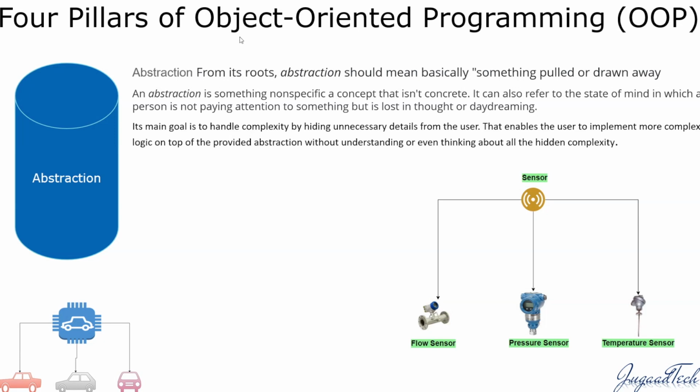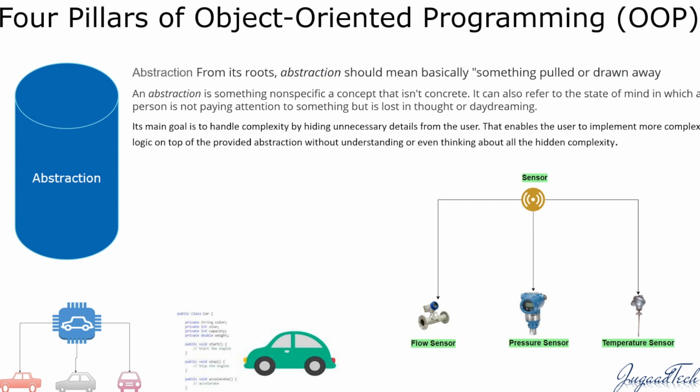Before going directly into implementation, let's understand what exactly abstraction means. If we go by the literal dictionary definition, it means something pulled or drawn away. But as defined in programming, it is something which is not concrete. Or we can say it is a state of mind where we go daydreaming, thinking that after learning object-oriented programming we can directly implement everything using OOP concepts. We have not reached there yet, but we are daydreaming that we will be able to complete everything using this. That is basically abstraction.